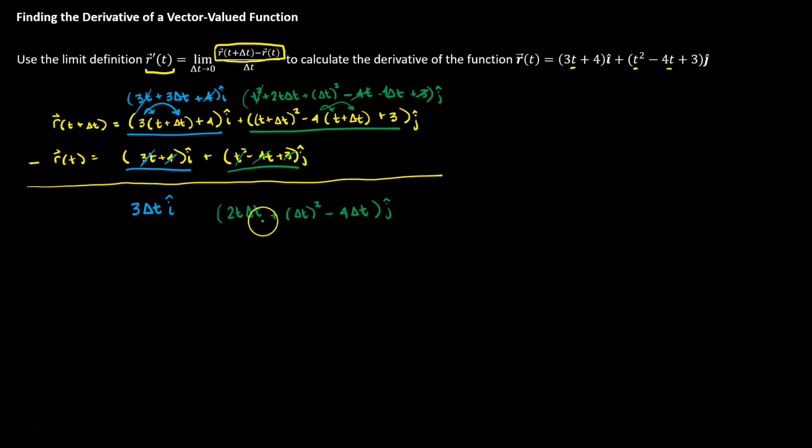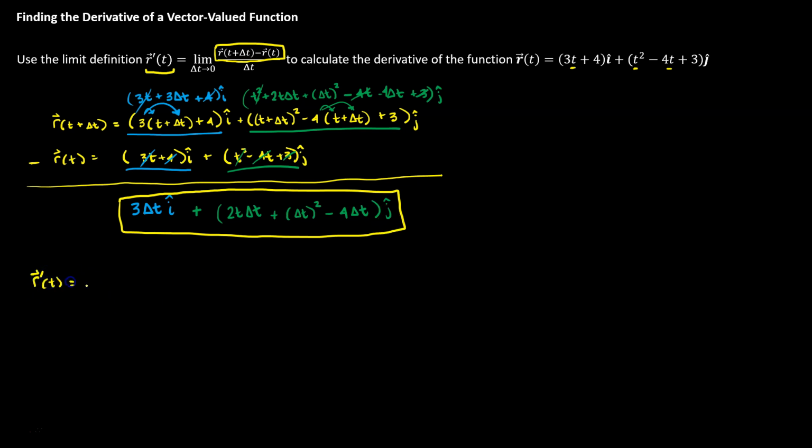So this makes up our numerator, and we need a plus sign here since the numerator contains both of those terms. So what we are replacing is this yellow box from our numerator with 3 delta t i hat plus 2t delta t plus delta t squared minus 4 delta t. All of that is the j hat component.